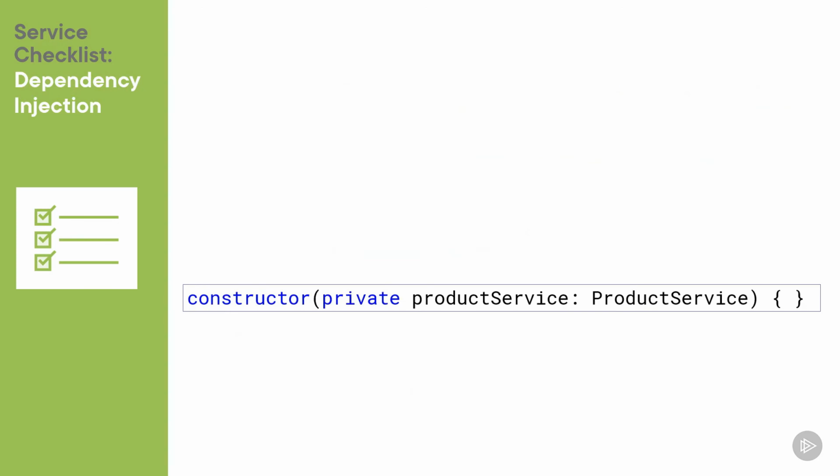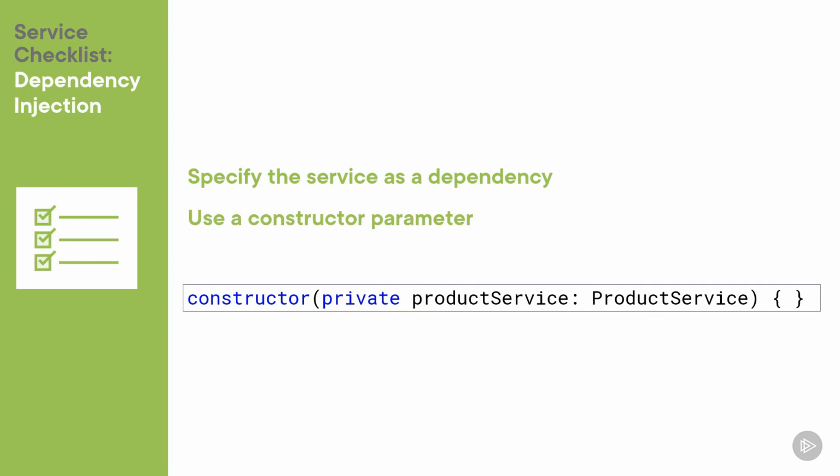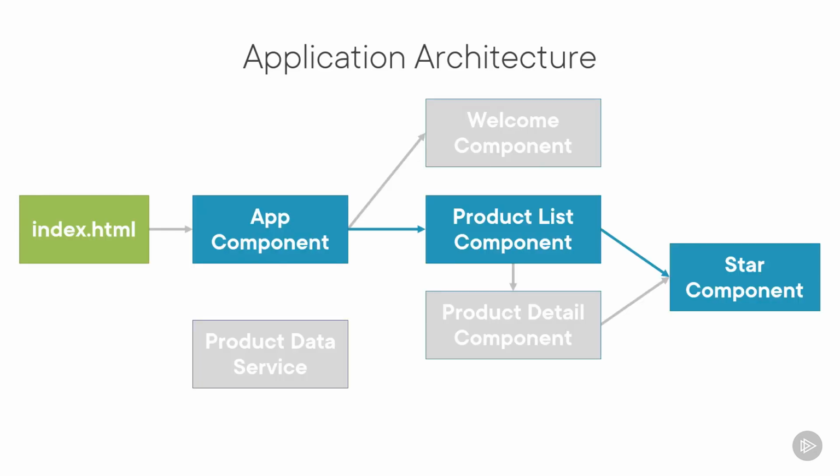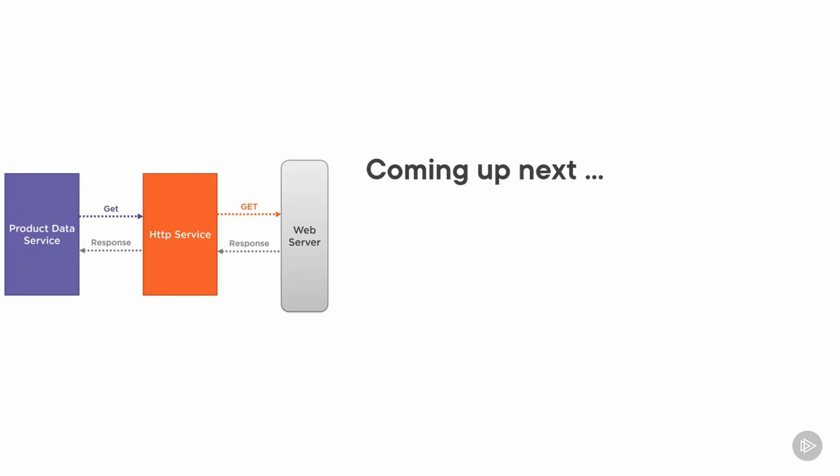Use the providers property to register the service. In any class that needs the service, specify the service as a dependency. Use a constructor parameter to define the dependency. The Angular injector will inject an instance of the service when the component is instantiated. In this module, we built the product data service, so our product list component no longer has hard-coded products. Next up, we'll see how to modify the service to retrieve data using HTTP.